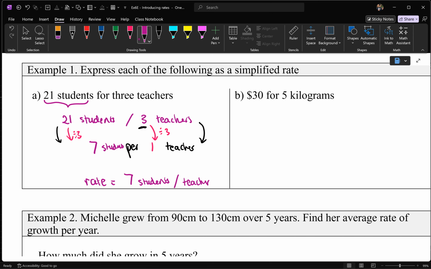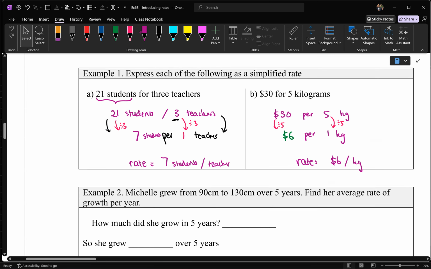Okay, and then same thing over here. If you think about it, you've got now $30 for 5 kilograms. Now, I don't want per 5 kilograms. I just want per kilogram, which is 1. So how do you go from 5 down to 1? I had to divide this by 5, but whatever you do to one side, you have to do to the other. So 30 divided by 5 gives me now 6. So that tells me it's $6 per kilo. So your rate of charge is you are charging $6 per kilo. Okay, and that's what you're doing.